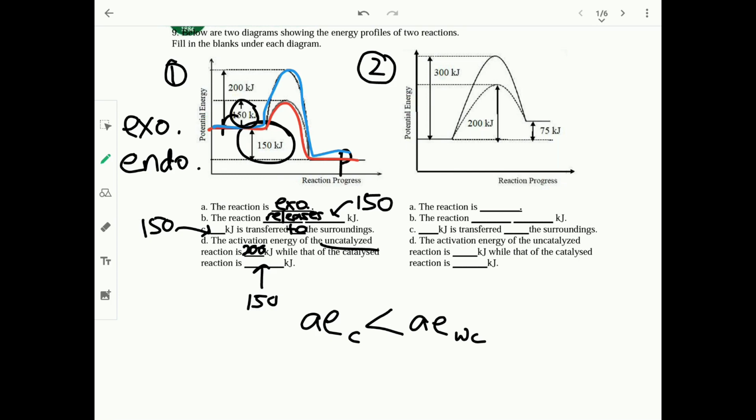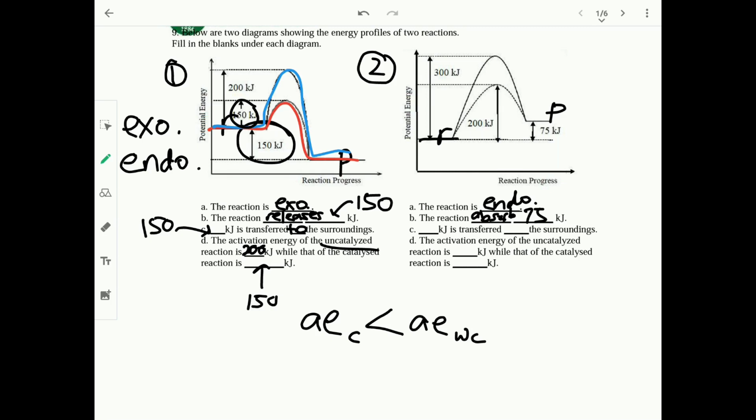Now let's move to reaction 2. Now for reaction 2, we can see that the reactants are here, the products are here. Wait, the products have a higher energy than the reactants. So that means it's endothermic. The reaction does not release, it absorbs from the surroundings. Absorbs. How many kilojoules? 75 kilojoules.